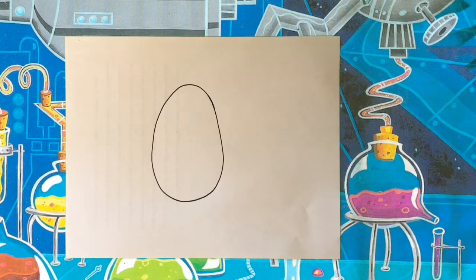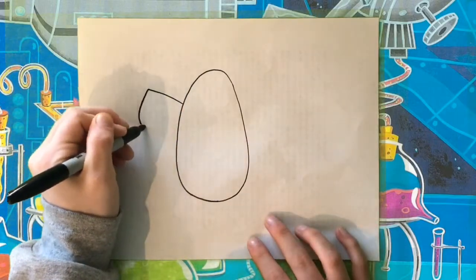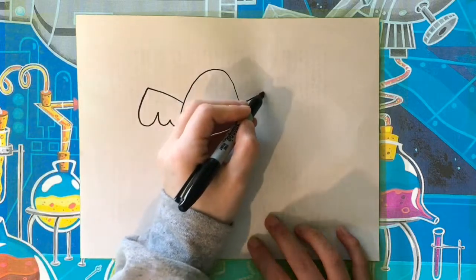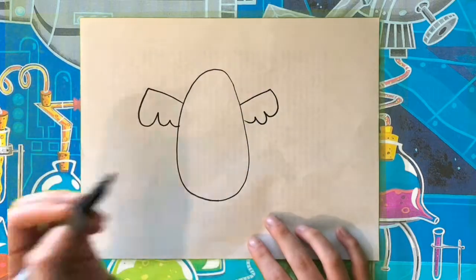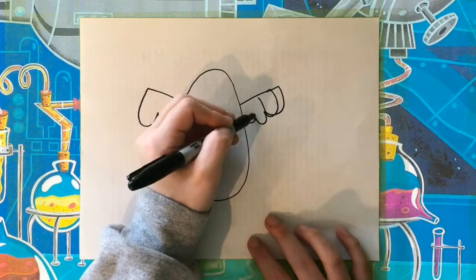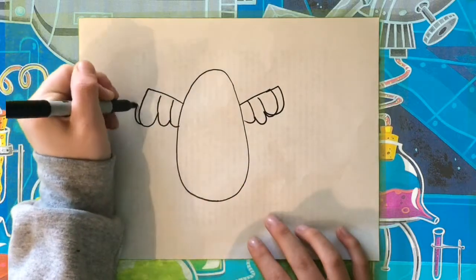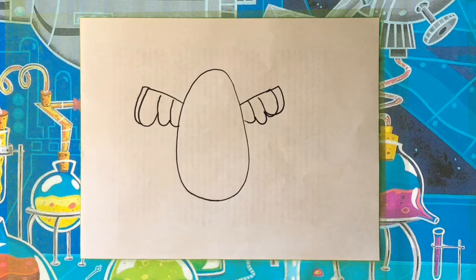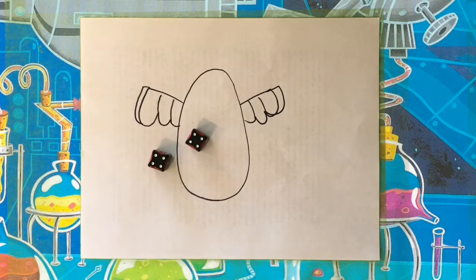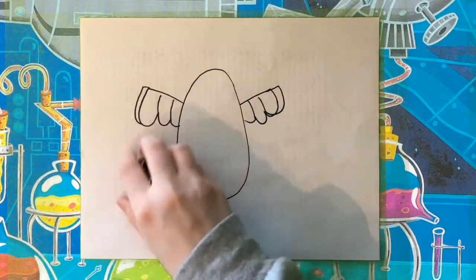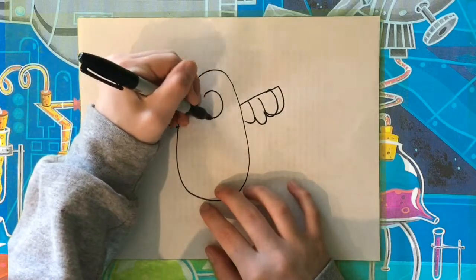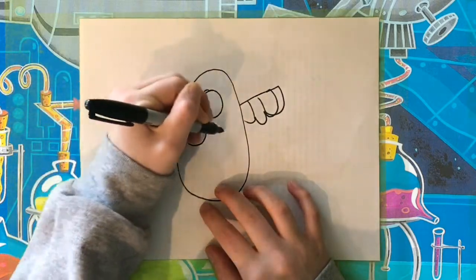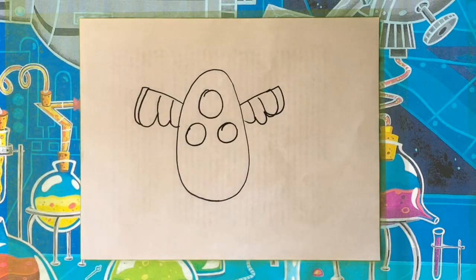Our next trait is how our monster gets around, on wings or legs. Roll your dice. I got a 2 and a 6, so my monster is homozygous recessive. In our monsters, legs are dominant to wings, so I will draw wings on my monster. Third, we will find out how many eyes our monster has. Roll again. I got 2 4s, which means my monster is homozygous recessive, which means that my monster has 3 eyes. In this activity, 1 eye is dominant to 3 eyes.